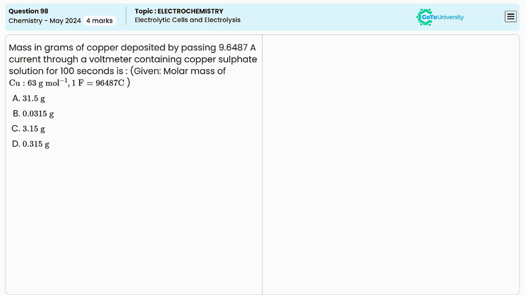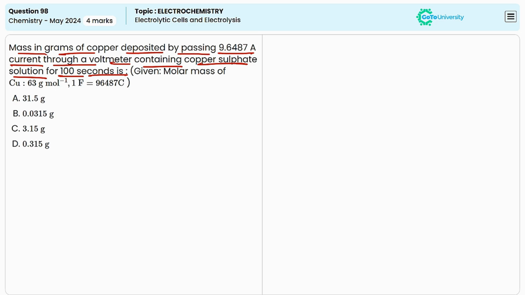It is given in this question: 9.6487 ampere current is passing through a voltameter containing copper sulfate solution for 100 seconds. We have to find out the mass in grams of copper deposited in this process at the corresponding electrodes.